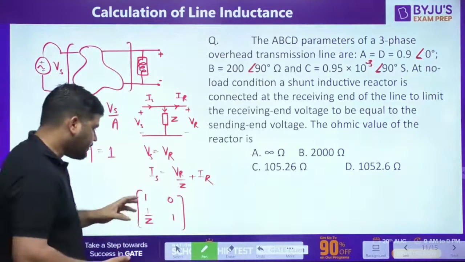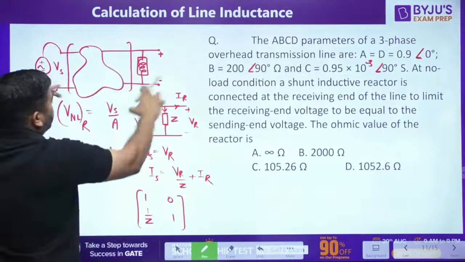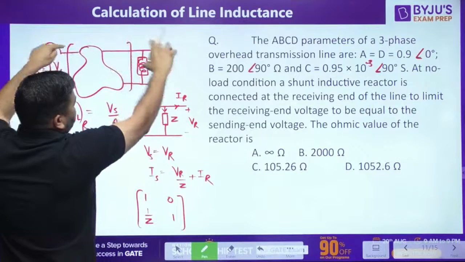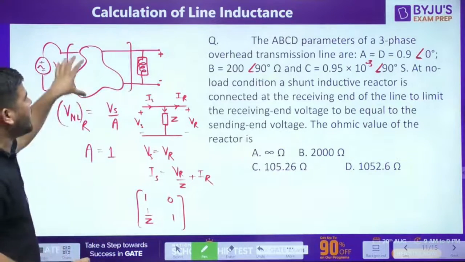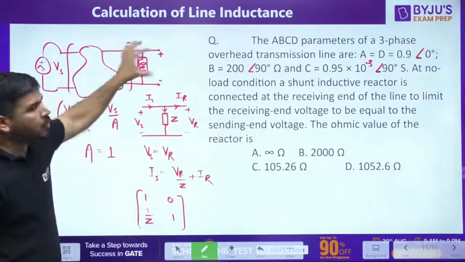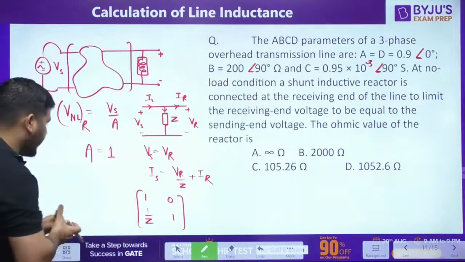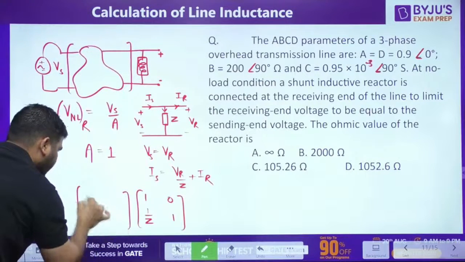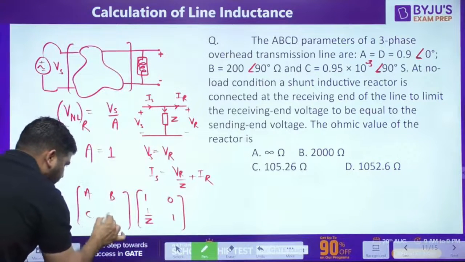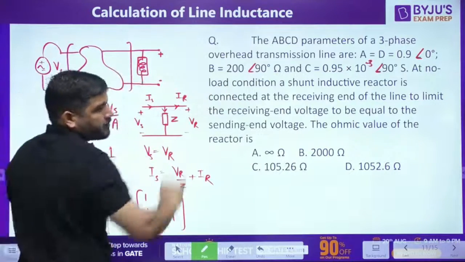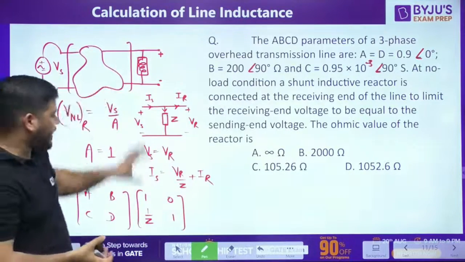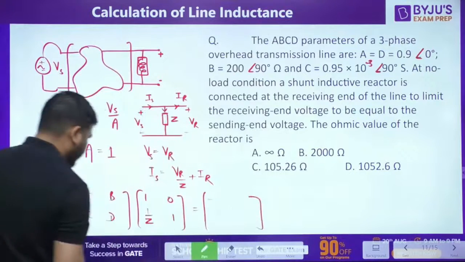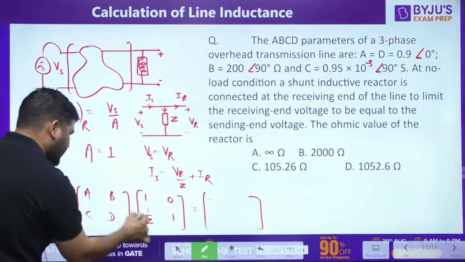Okay. Now, in the overall network, after connecting the shunt reactor, what is the ABCD of the overall network? Especially the A of the overall network. So the overall ABCD is the ABCD of the transmission line into the ABCD of the reactor, because they are in cascade form. Now what will be the overall A if you calculate this into this? It will become A plus B by Z.